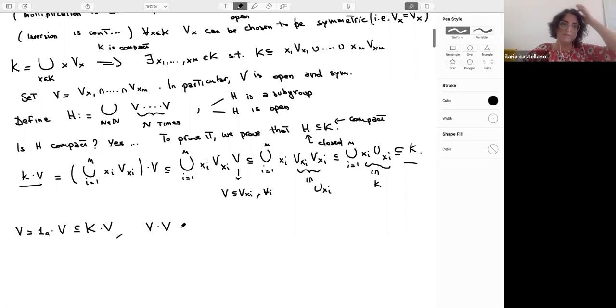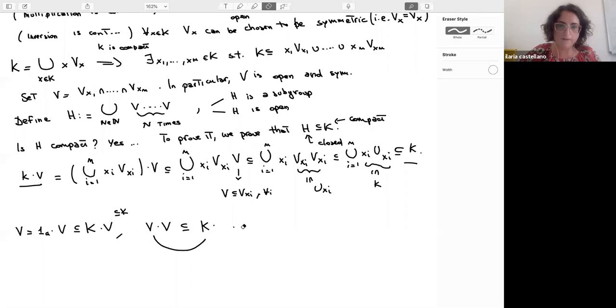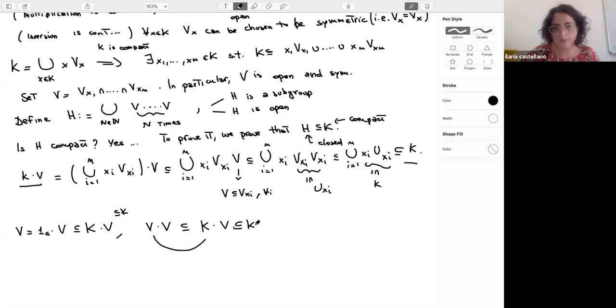V times V now is contained in what? So this is contained in K times V times V, because V, so this is contained in K, sorry. I missed the last part. So V is contained in K times V, which is contained in K, which is what I just proved. So I should correct this. Okay. So I can just substitute V with K, and this is times V. But now again, K times V, by using this formula, is contained in K. And then I keep on going, and in the end, I have that V times V n times is contained in K. And this concludes the proof.